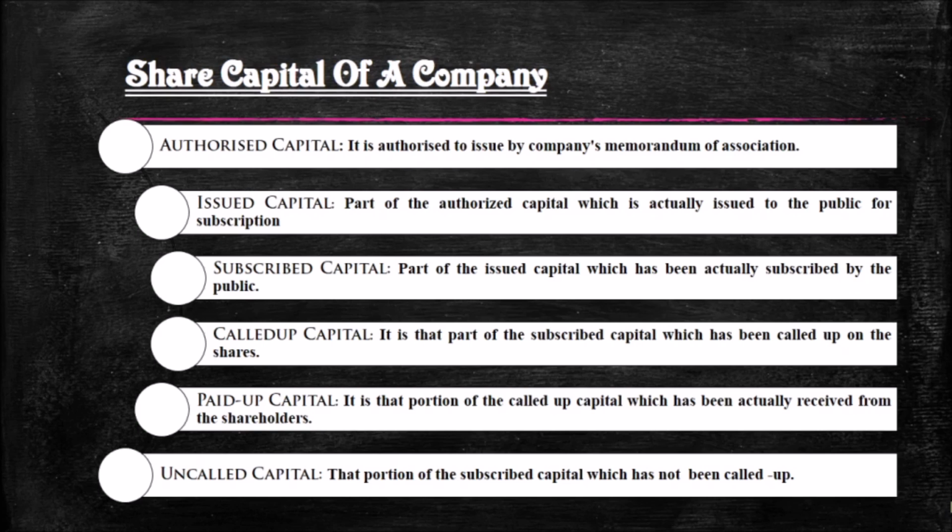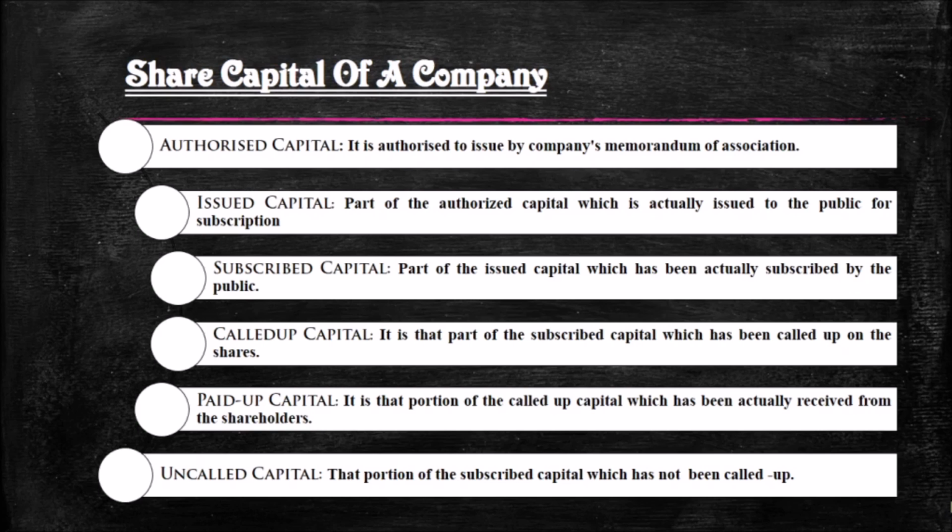And the remaining is uncalled capital, which will be taken only at the time of emergency. That uncalled capital will be collected from the public, that is, the shareholders, only at the time of emergency. That is known as uncalled capital.